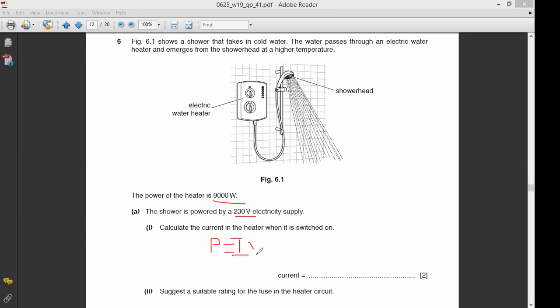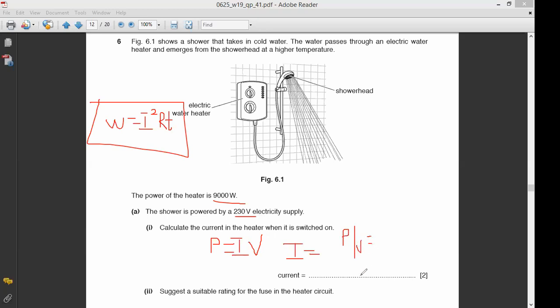Always remember this formula. I gave you W is equal to I squared RT, that's when we talked about specific heat capacity. This is for work done. Now, power P is equal to IV. This is the formula you use. So I is equal to P over V.